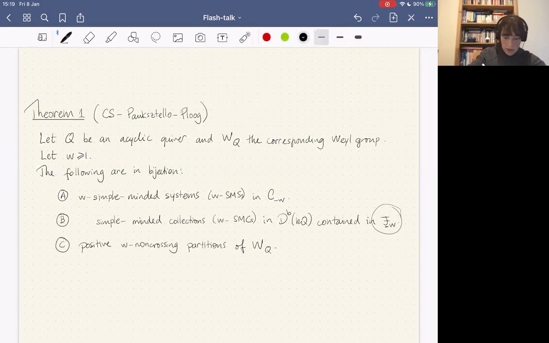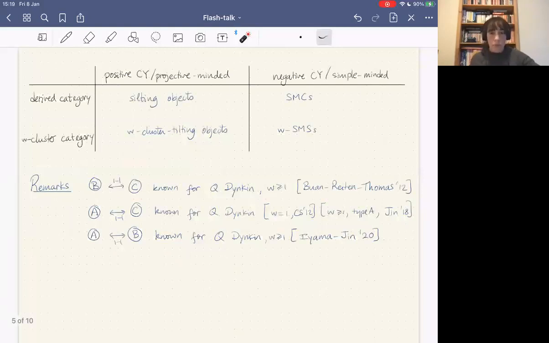I'm focusing on these two. If I have time, I'll explain the bijection with non-crossing partitions. But before that, let me tell you what the point is of this.